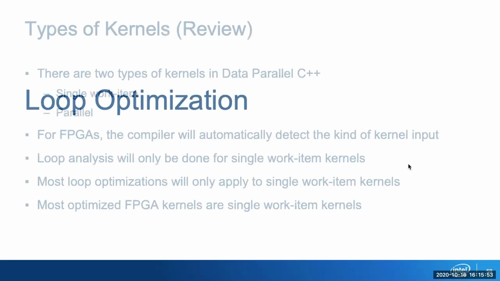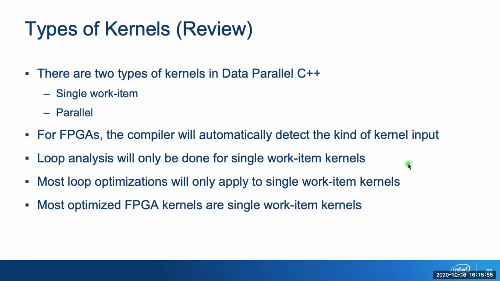So, kinds of optimizations the compiler is able to do. Some of them will be done automatically. Others we need to help the compiler. So a little review. We have single work item kernels, which are more common, and parallel kernels.